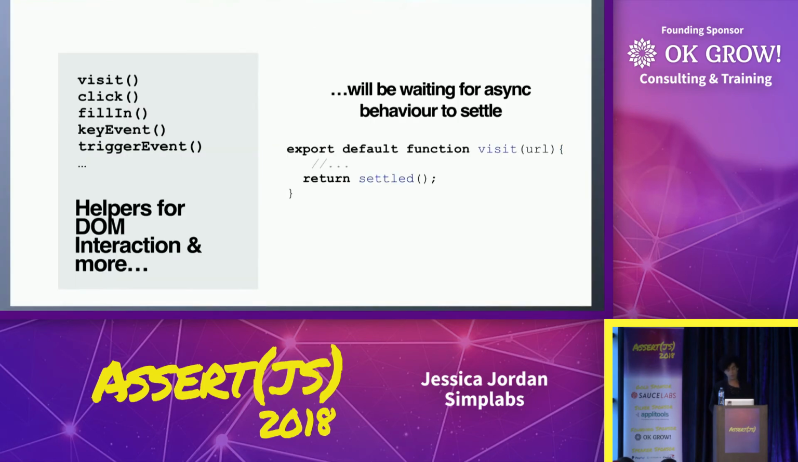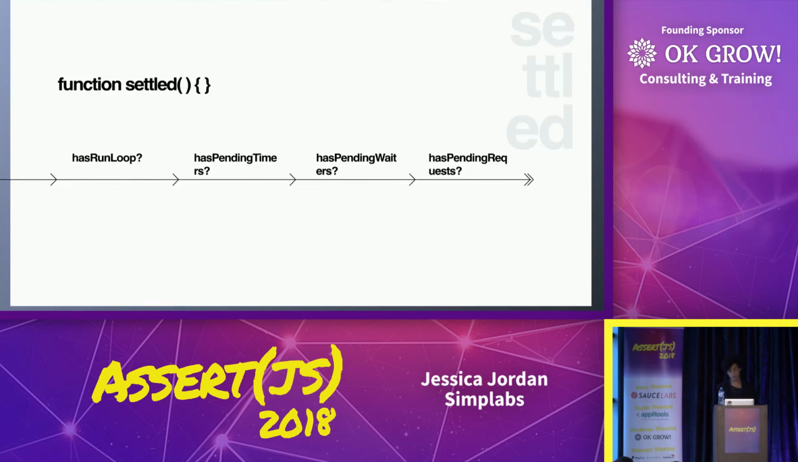And now you might wonder, okay, where's this promise coming from? How does this actually work? Nearly all of the helpers from the Ember test helpers package, also DOM interaction helpers, will be waiting for any kind of async operations to resolve. And they all share in common that they return a call to the settled method. The settled method itself has a bit of Ember magic in it that makes it easy to await any kind of async behavior. And we see this in the next slide.